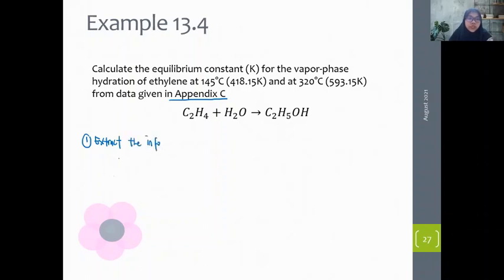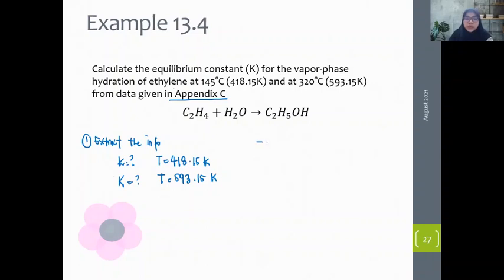Okay, the question is: what is the value of the equilibrium constant at a temperature of 418.15 Kelvin, and then second, at 593.15 Kelvin? So we need to determine K for both temperatures. Another piece of information is the data in Appendix C.